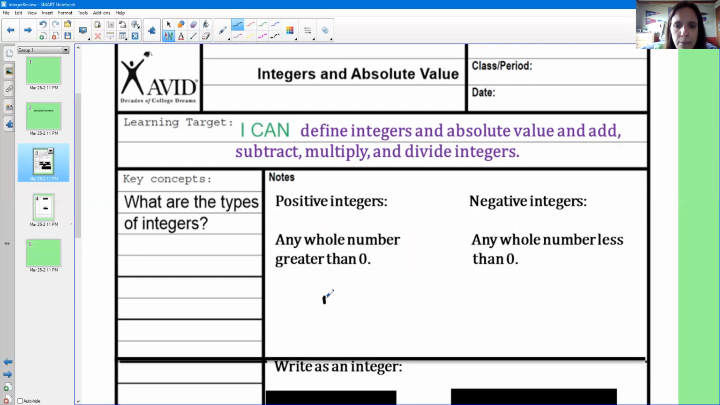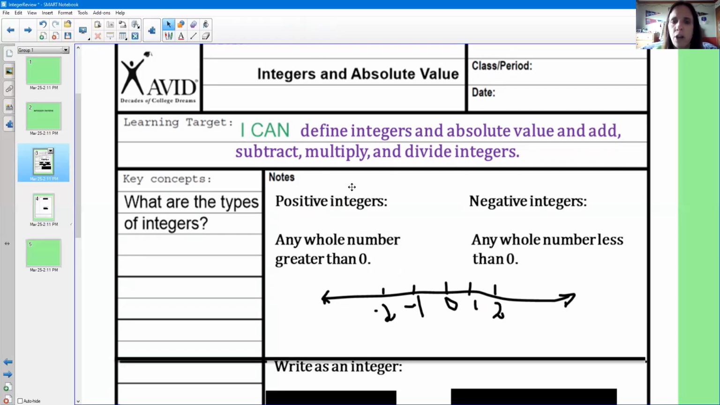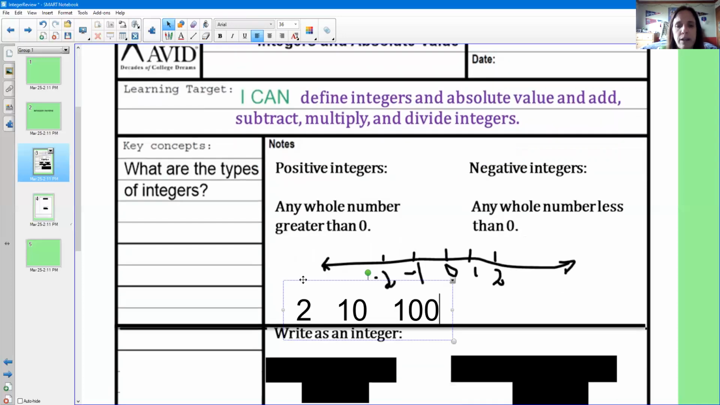Let's do this, get my pen out here. Okay, 0 is at center point, and then your positives are greater than 0, and your negatives are less than 0. Positives are to the right, negatives are to the left. Okay, so positive integers can be like 2 or 10 or 100, right? Those are examples of positive integers.